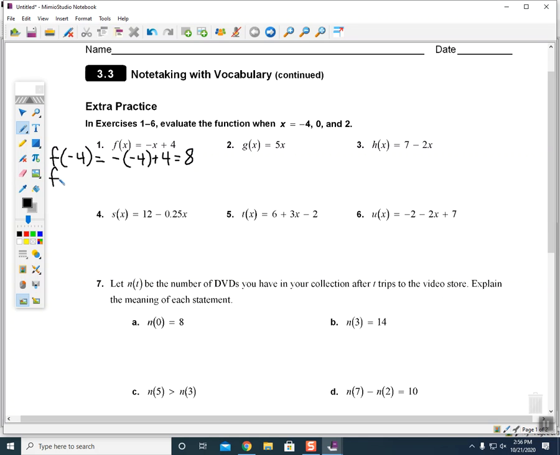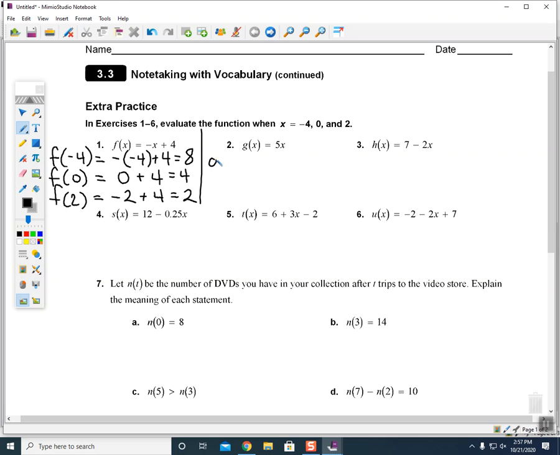Do the same thing with 0. f of 0 equals -0 plus 4. It would be a -0, but -1 times 0 is just 0, which is just going to give me a +4. Last one, f of 2, -2 plus 4 is going to give me 2. f of 2 is 2.